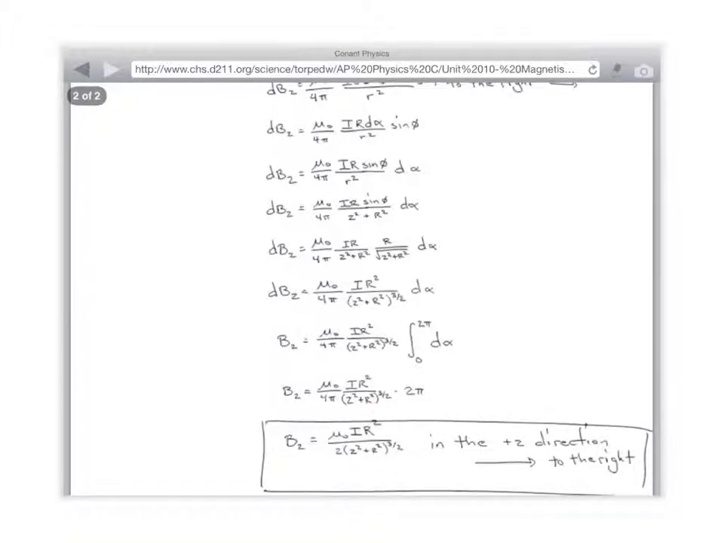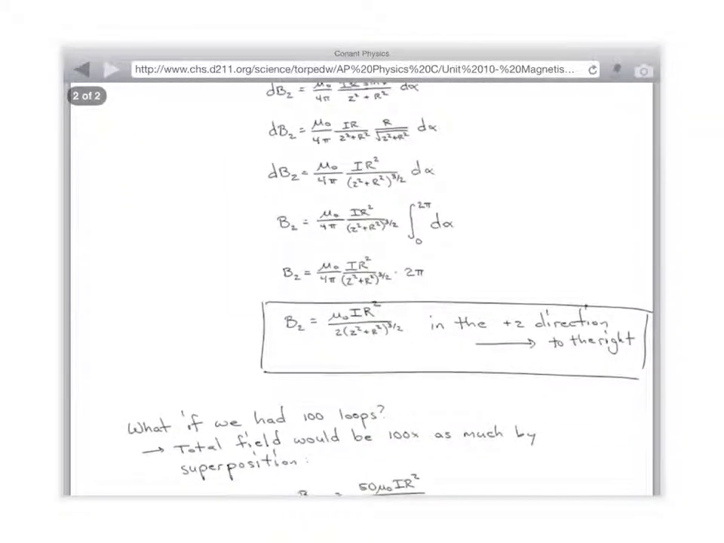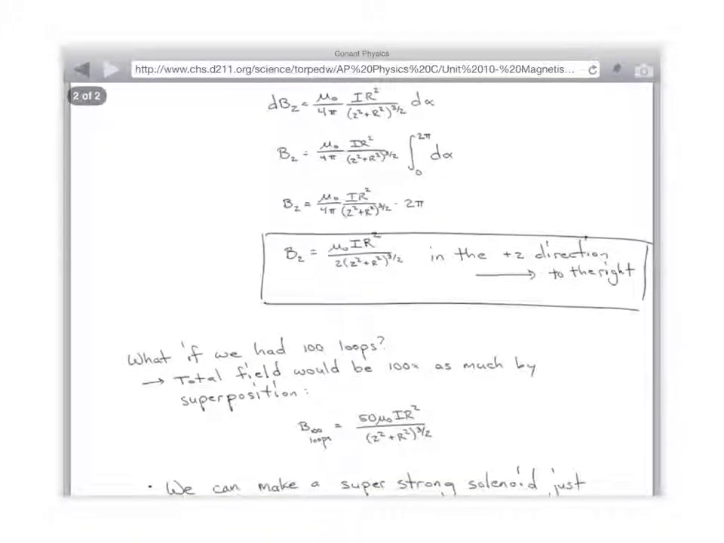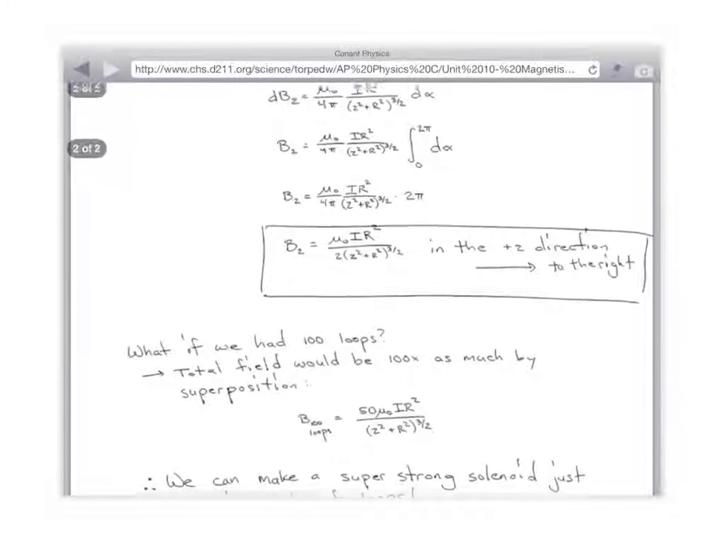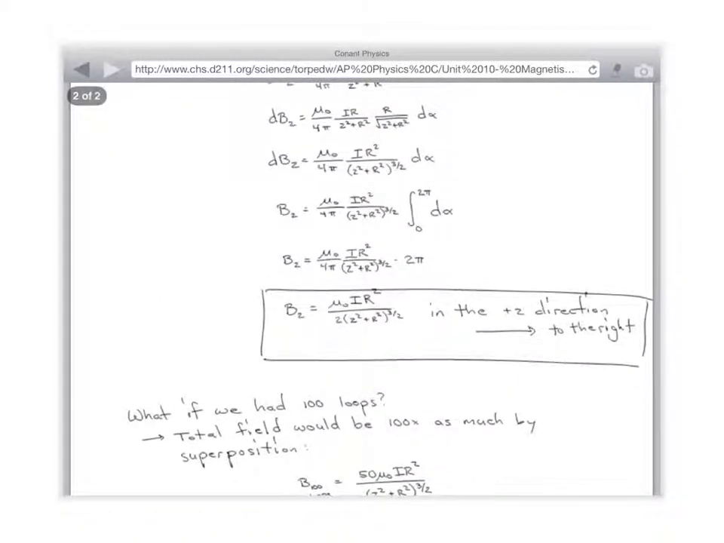All right, so we now have B as a function of z or R or I or whatever else you want to call it. Example: what if we had 100 loops? All you'd have to do is multiply this by 100 and you get your answer.